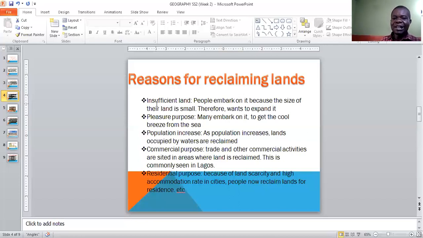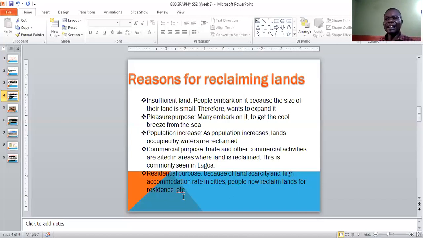And another thing is residential purpose. When you see I write etc., it means there are also many others. Residential means, because of scarcity of land, you go to one place, they tell you a plot of land is 3 million, 6 million, 10 million, 100 million. You go to another place and you don't have land again. You have little money, you just wish to build a house or do one or two things, so you wish to do something before you finish or lavish that money that is with you.